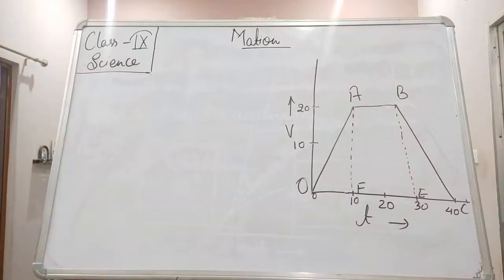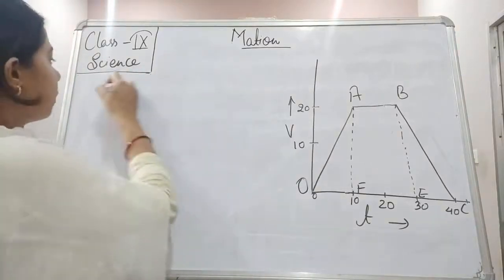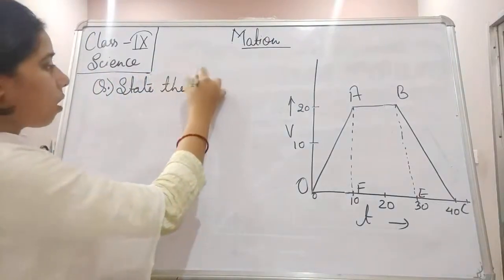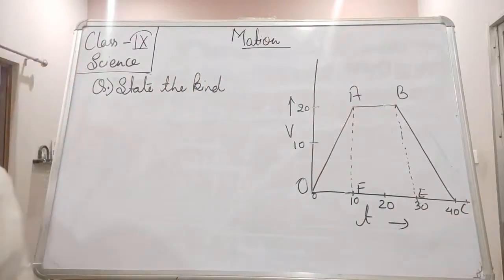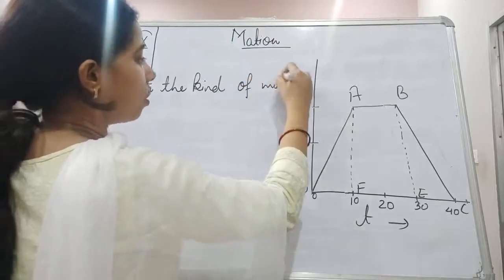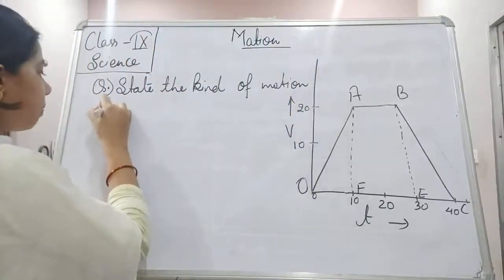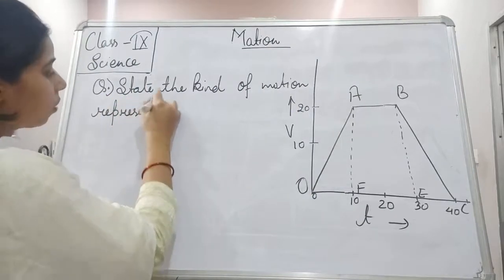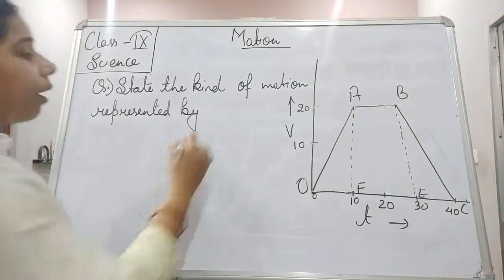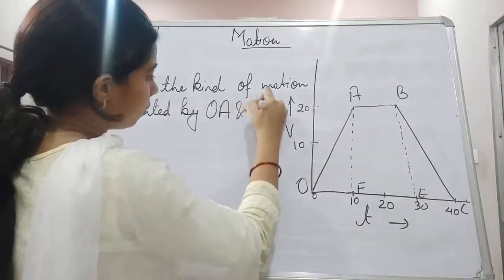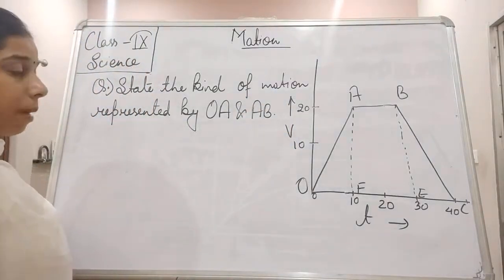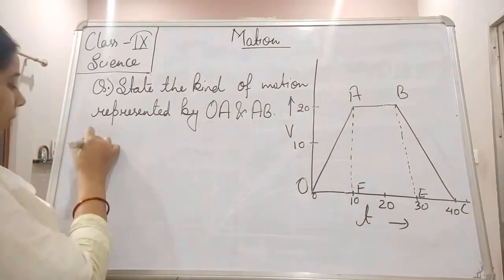So the first question is: state the kind of motion represented by OA and AB. State the kind of motion represented by OA and AB.